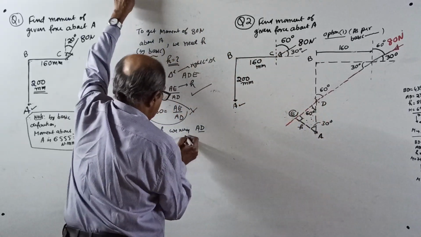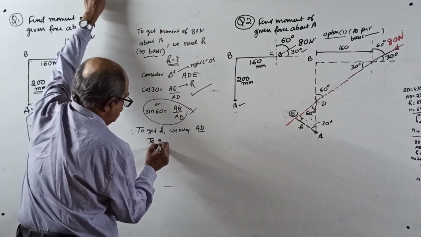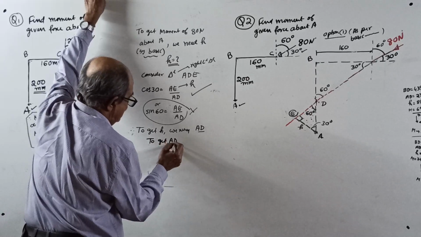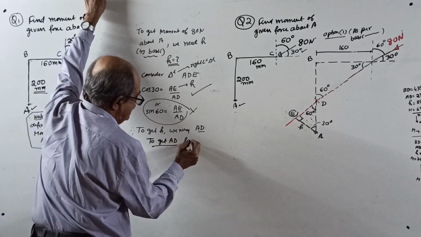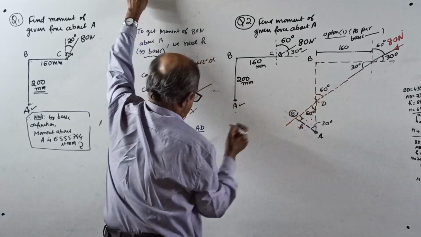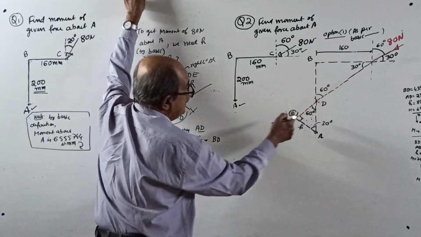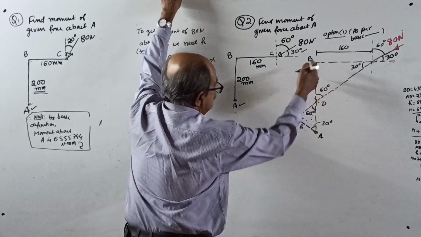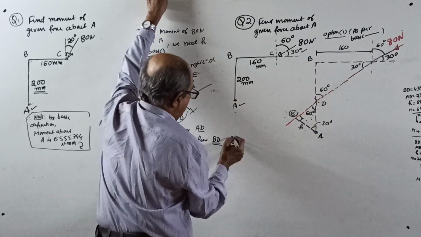Therefore, to get H, we need what value? We need AD. To get AD, first find BD. Last time your D was below, now it is above BD. How to get BD?